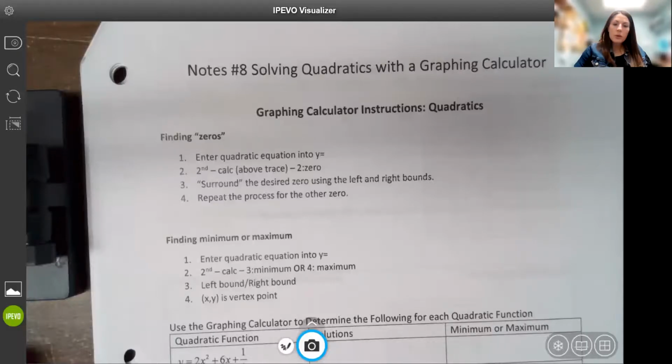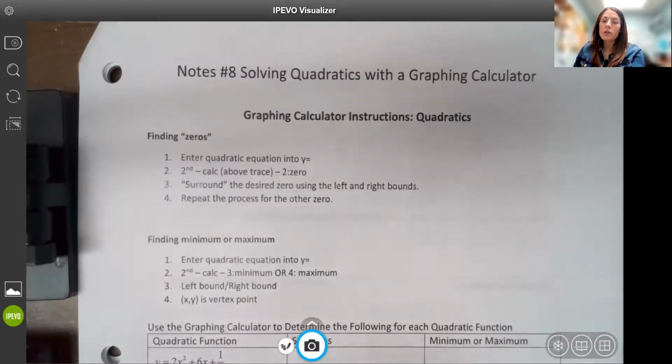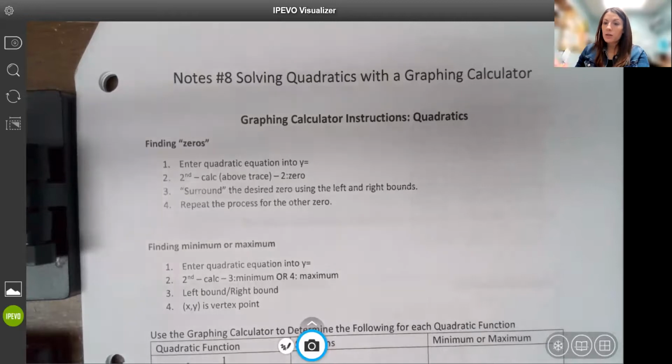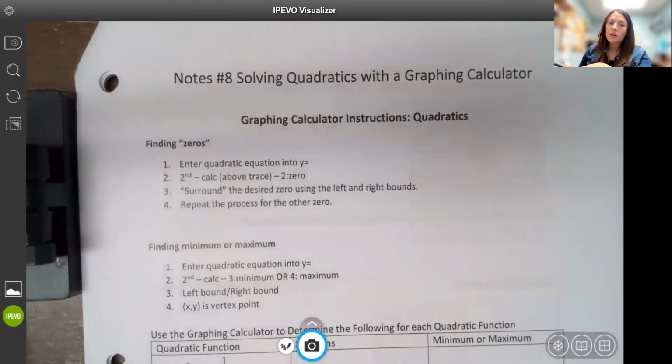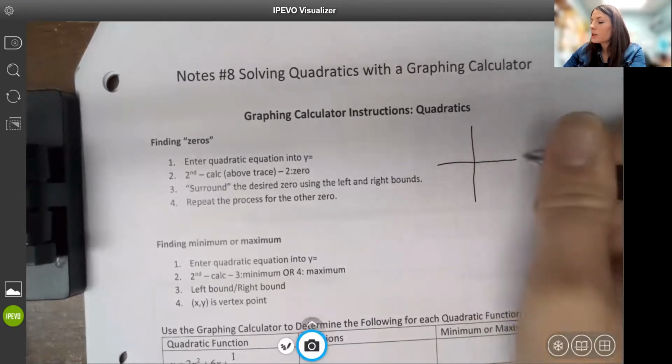Okay, today we're going to be talking about how to solve these quadratics using our graphing calculator. So we can still solve quadratics by factoring, using square roots, the quadratic formula, and we can solve by graphing. Since we can solve by graphing, we can use some of the menus in our graphing calculator to find those specific points. So one thing we want to be able to do is find zeros in our calculator.